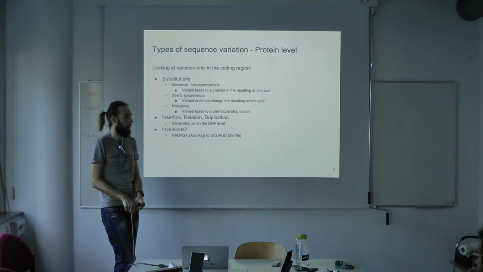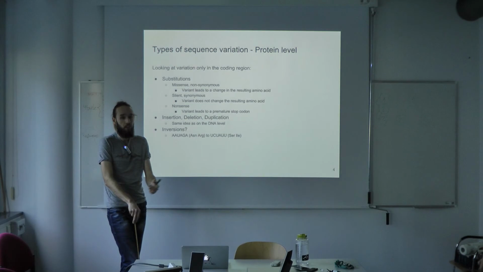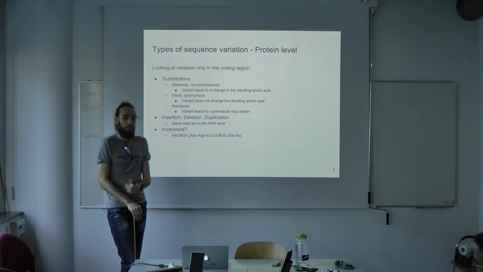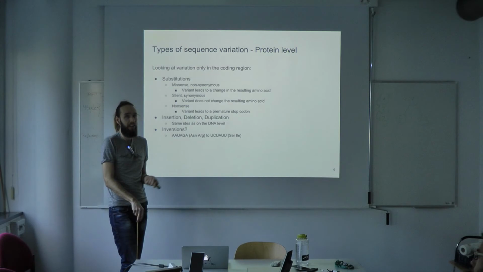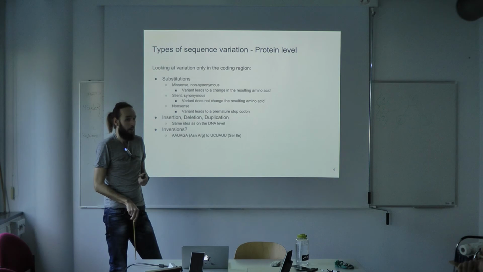And then finally you have nonsense variants, which is that you change a codon such that you introduce a stop codon at a point where it usually doesn't occur. So you have three codons which code for stop codons, and if you change a nucleotide in a way that you create this, then during the translation, the machinery is just going to stop early and your protein is going to be truncated and probably not going to function anymore. Hence, nonsense. So if you have just half the protein, usually that doesn't work too well.